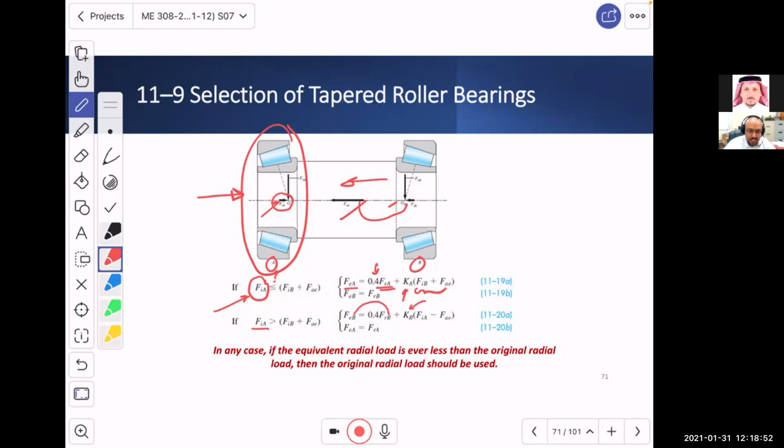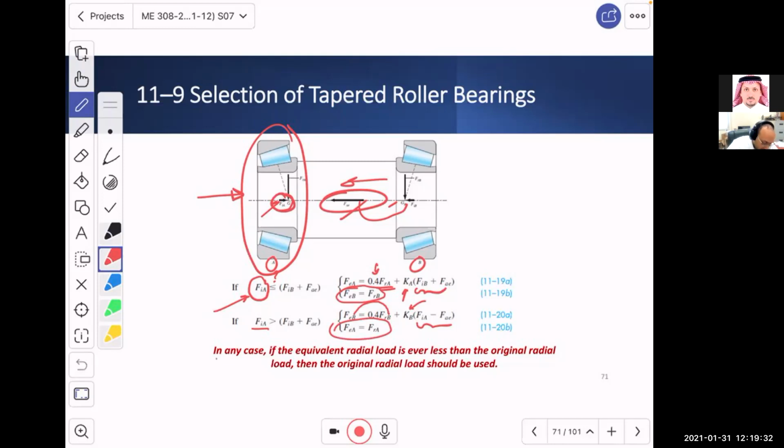And then what do we have here? FIA, which is this thrust minus this one. The difference will be applied on B. Good. Now there is one comment. Look, in the first case, the other bearing will only feel radial load. In the second case, FAE is only going to have F radial. So the entire thrust, whether it is added or subtracted, will go to the other bearing.